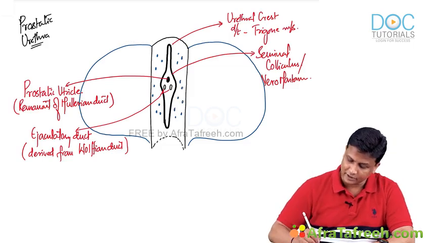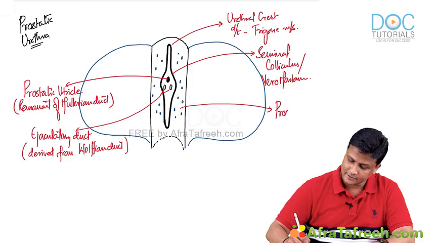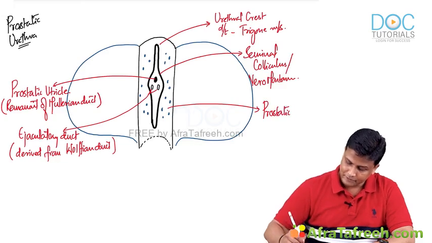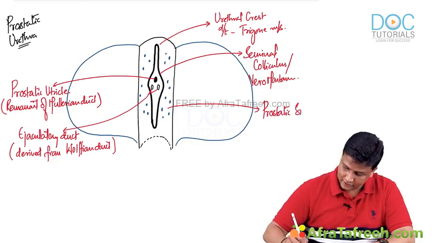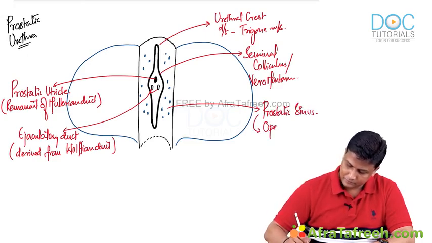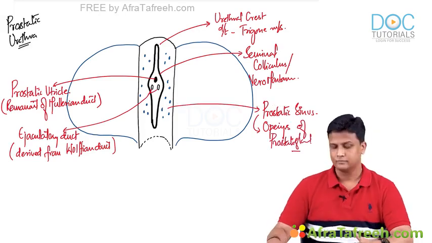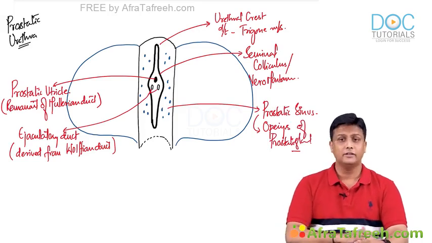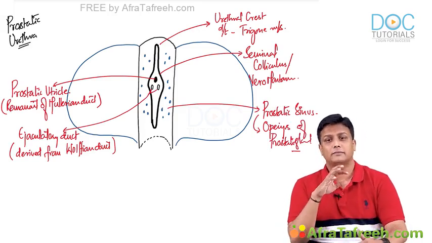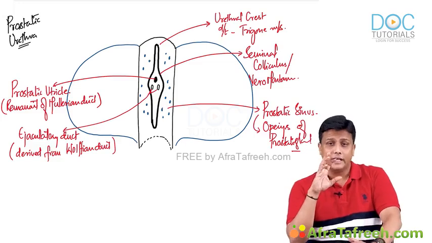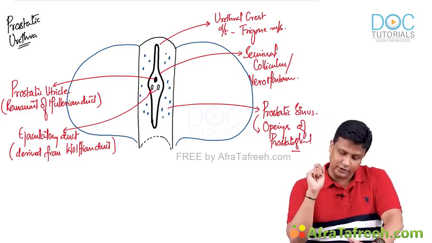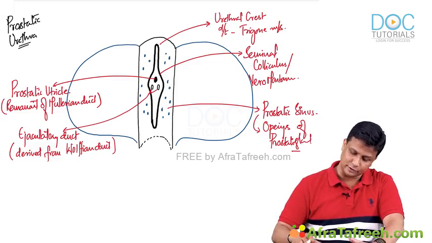So first, let me write down the name of this space. This space is referred to as the prostatic sinus, and there you can appreciate the openings of the prostate gland itself. These are all the important things you have to remember about the internal structure of the prostatic urethra, on the posterior wall.